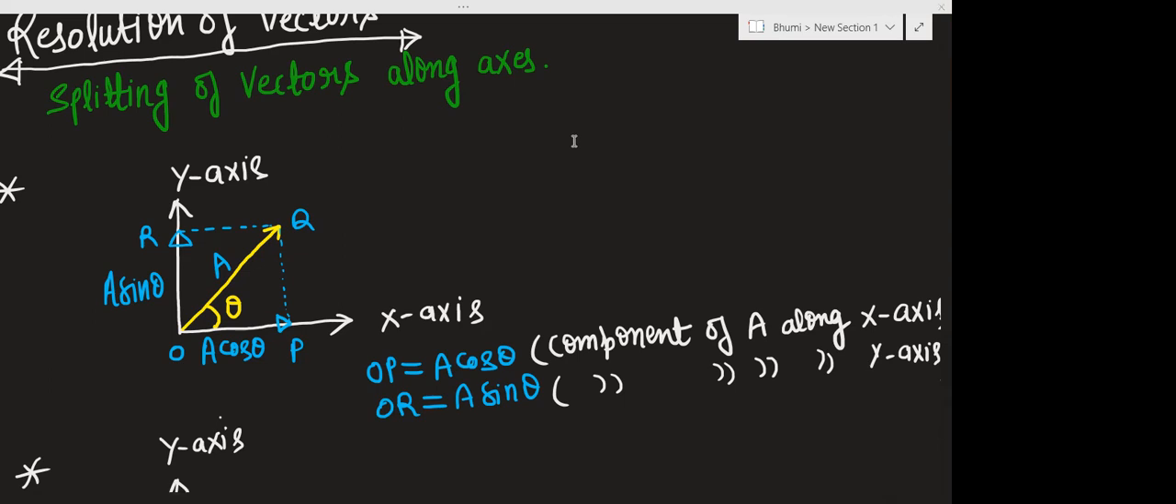So we are just taking the projections or you can say components. Simply multiply the vector with either cos theta or sin theta.